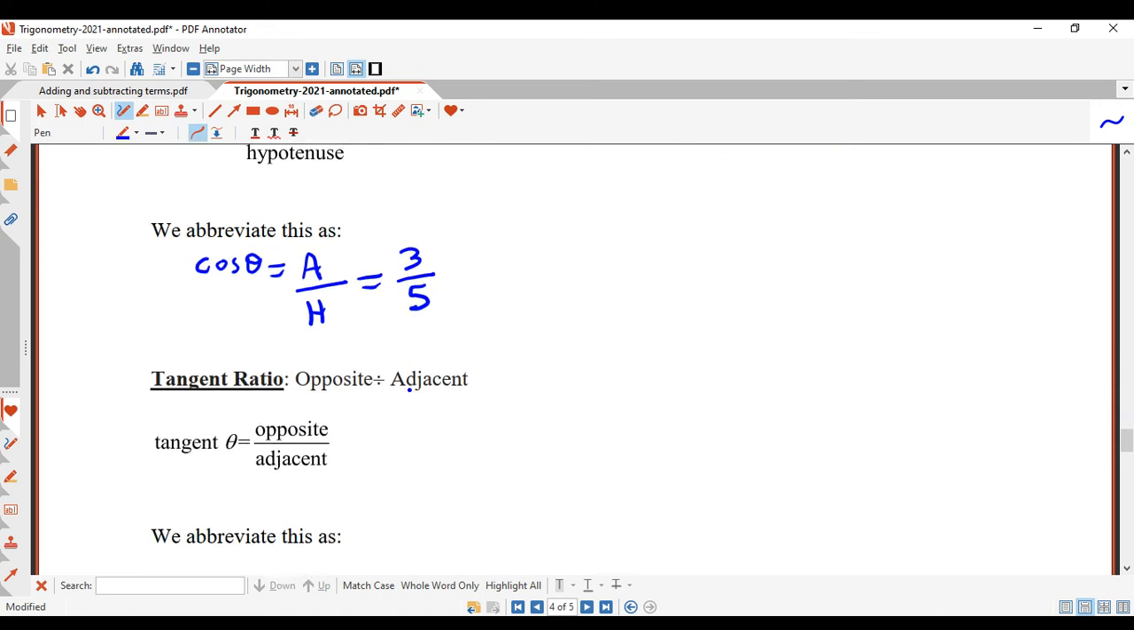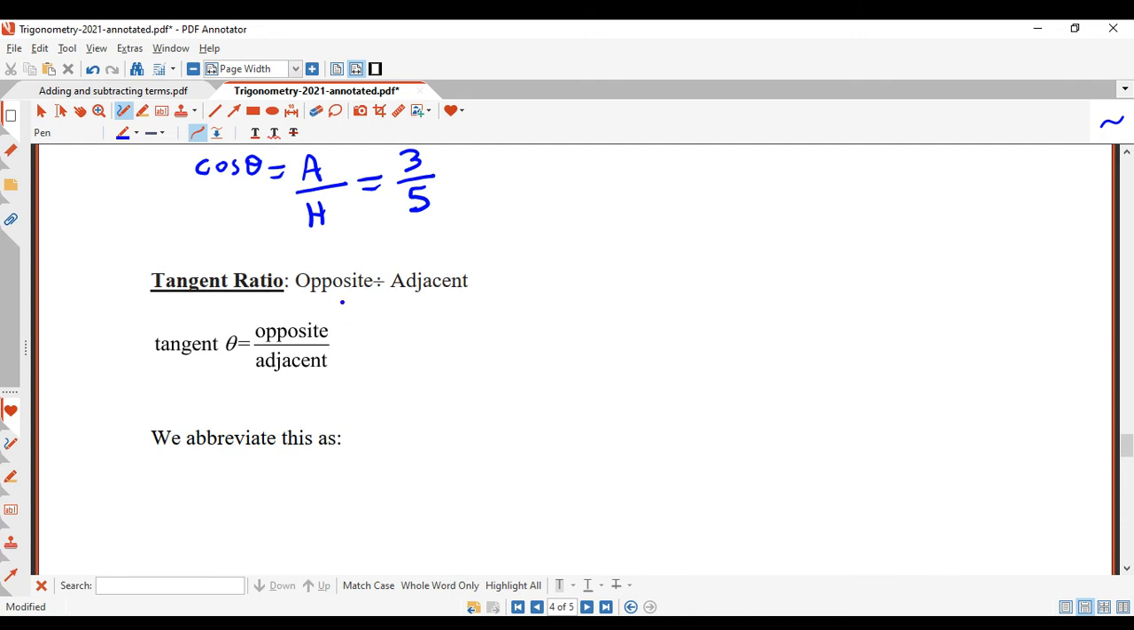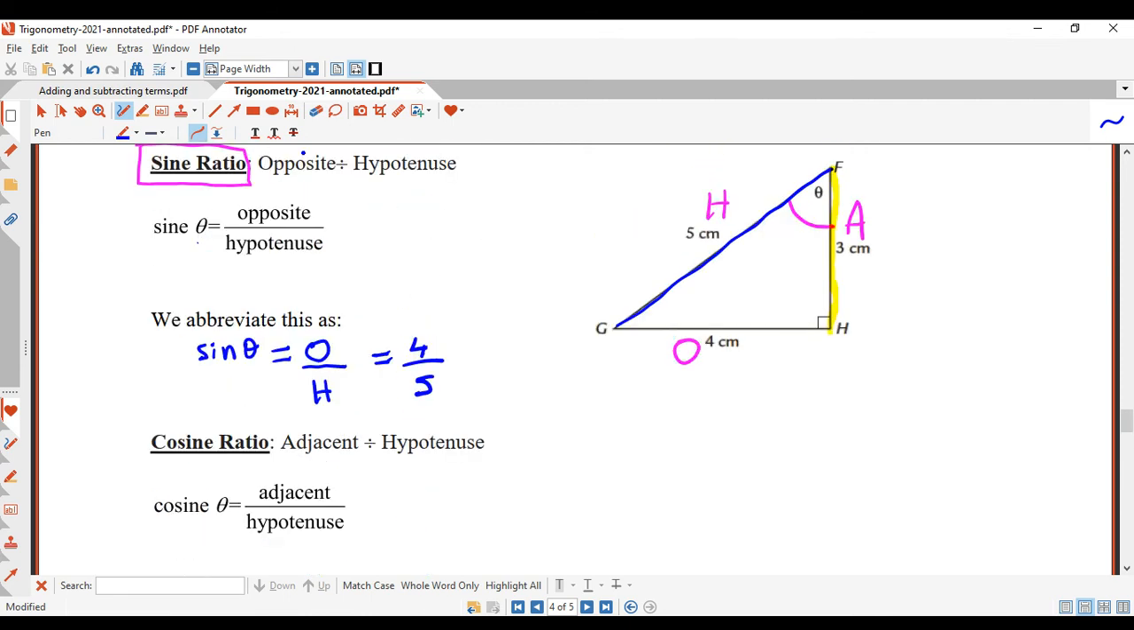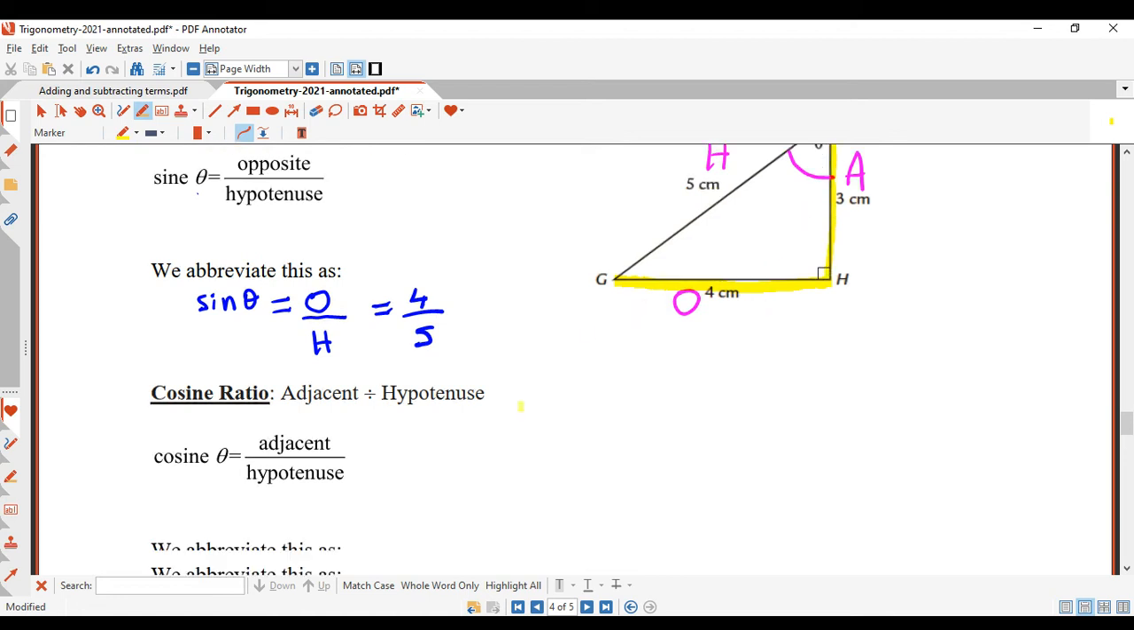Now, what about the last one, which is the tan ratio? The tan ratio is the opposite side divided by the adjacent side. If we go back to our diagram here, and I'll just delete that and that. It's the opposite side divided by the adjacent side. So that means I'm taking the opposite side to the angle theta and dividing it by the adjacent side. The opposite side is 4 and the adjacent side is 3.